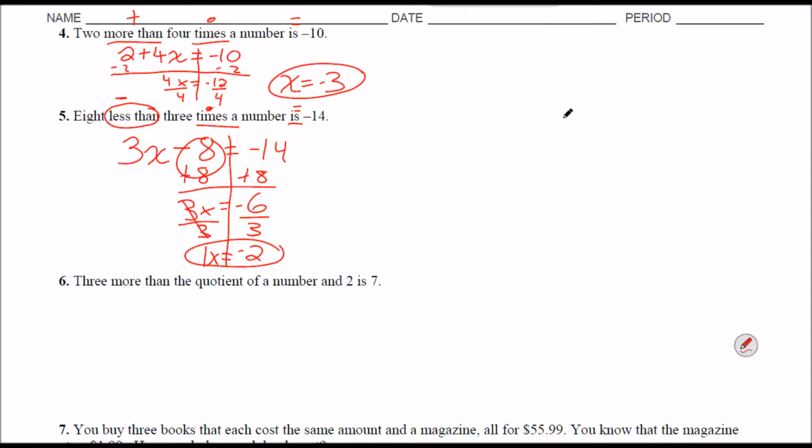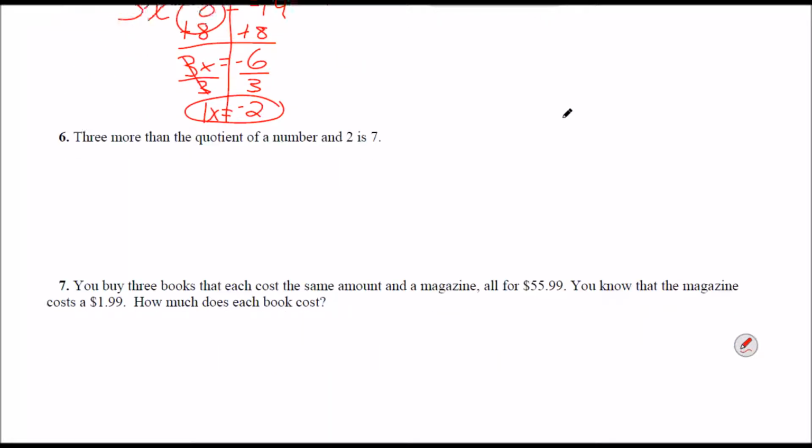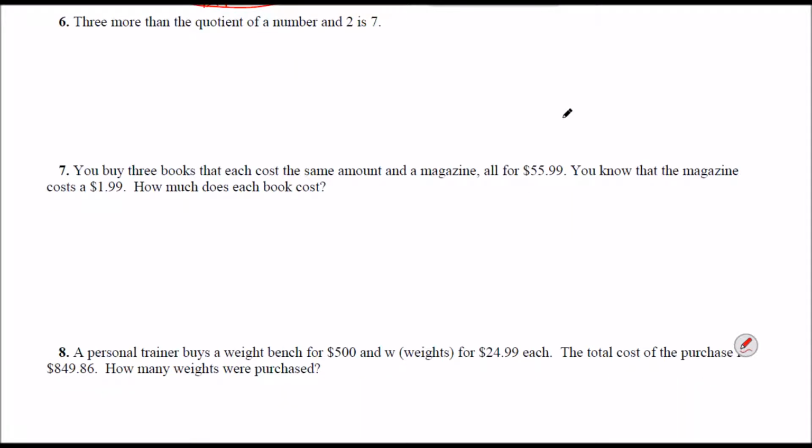All right, number 6. We've got 3 more than the quotient of a number and 2 is 7. So "more than" means addition, and "quotient" means division or a fraction of a number, and "is" means equals 7. So 3 plus the quotient means we have division. I'm choosing to write the division with a fraction. So our number goes on top, and then the 2 goes on the bottom, equals 7.